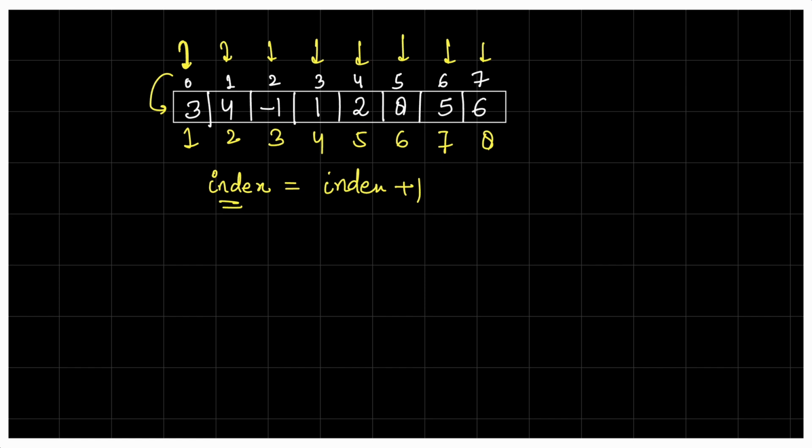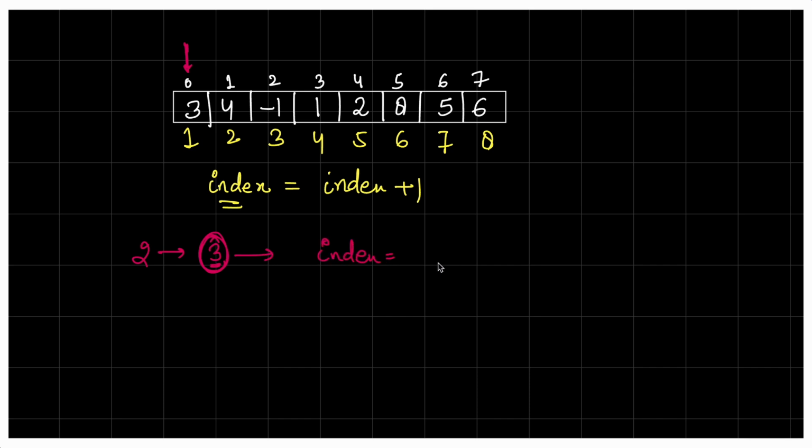So let's say I am starting from the 0th index. At the 0th index, my value is 3. And I know that this index should hold 1, but it is holding 3. That means this 3 should belong to some other index, right? So we'll fetch the index. How? nums of i minus 1. This is going to give us the index. So 3 minus 1 is going to give us 2.